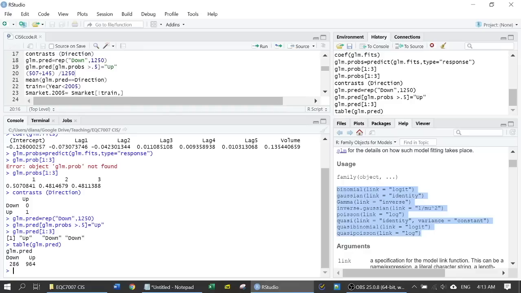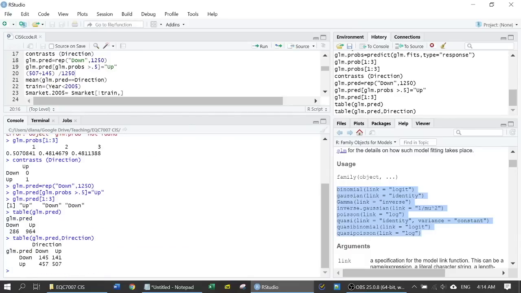There's a 900, 100 over 900, almost a thousand, which we predict to be up, and 286, which is a down. So it is good if we can tabulate between the GLM.pred and the direction itself, between the predicted and the actual value. Here on the column part, we have the up and down for the actual, and on the row part, we have the predicted.